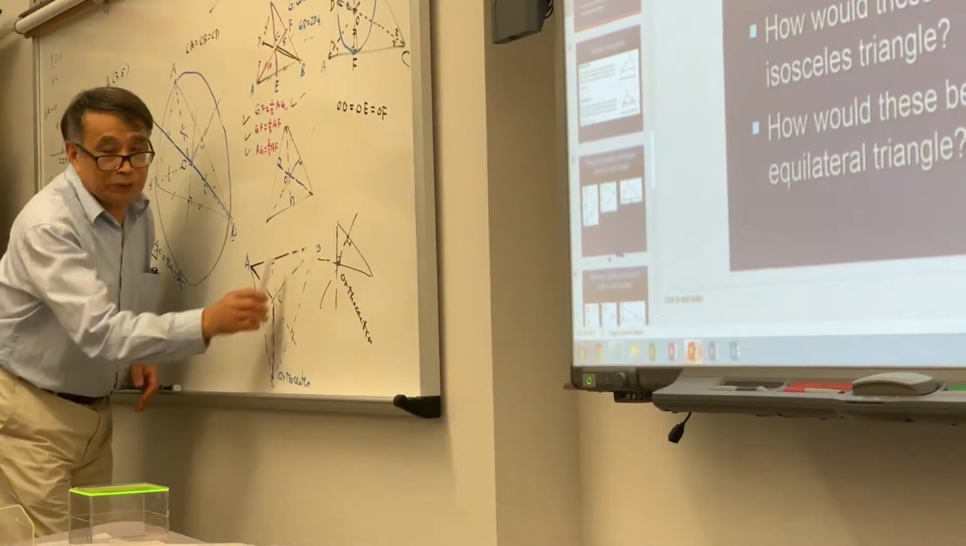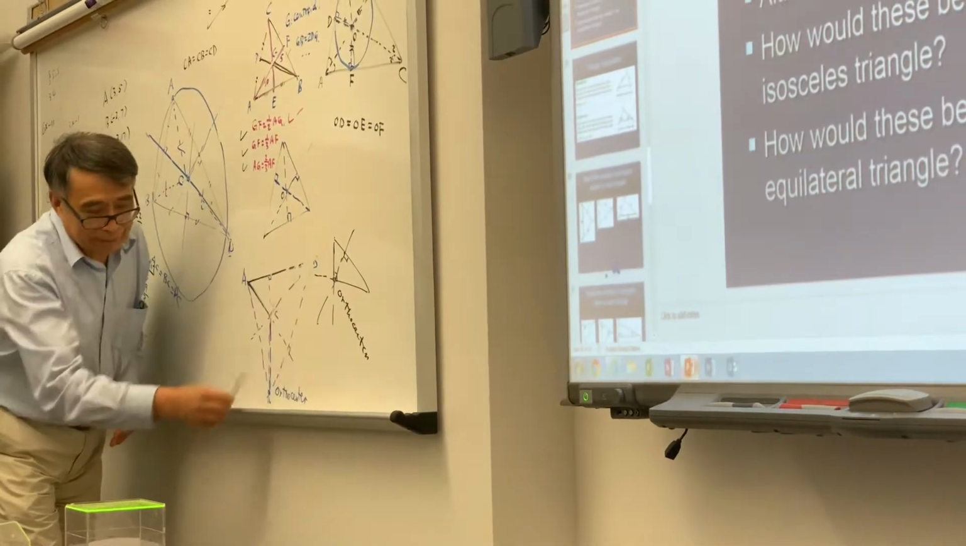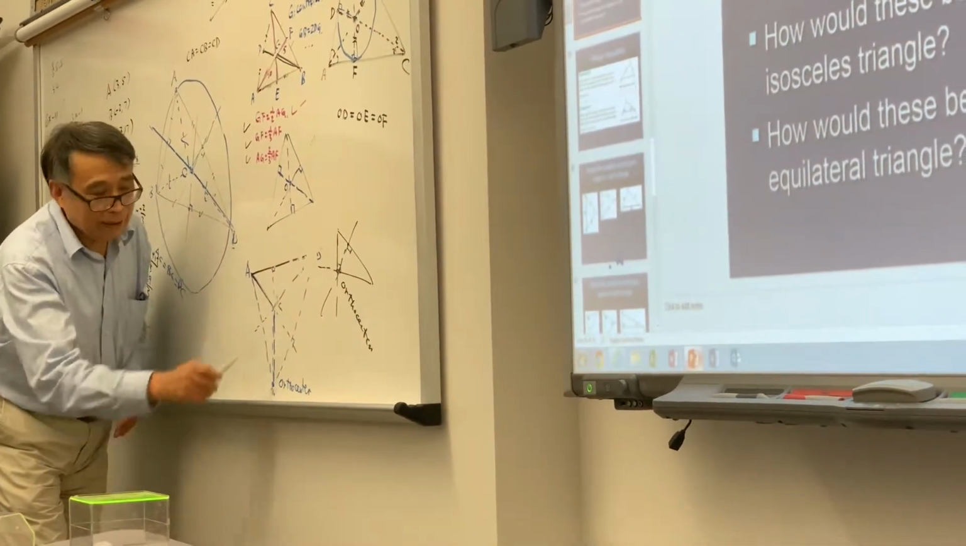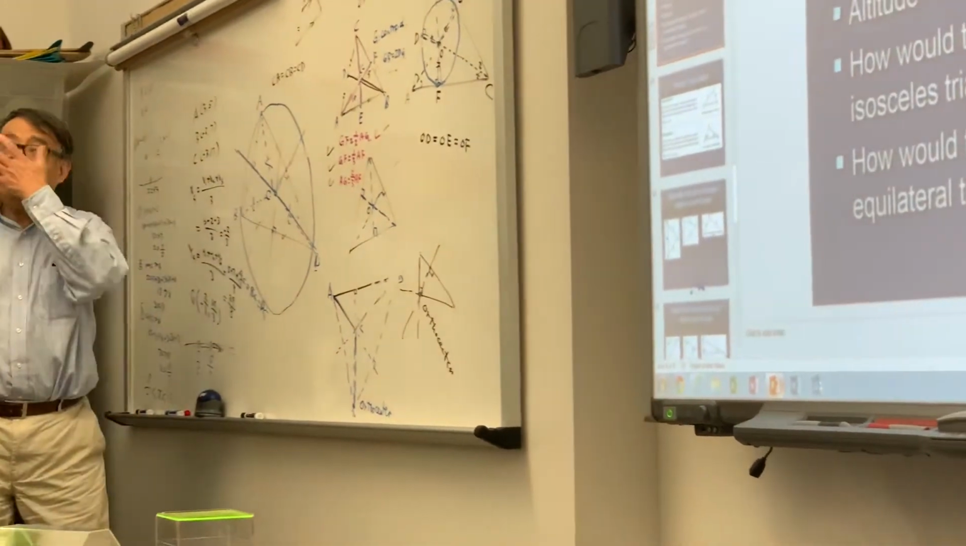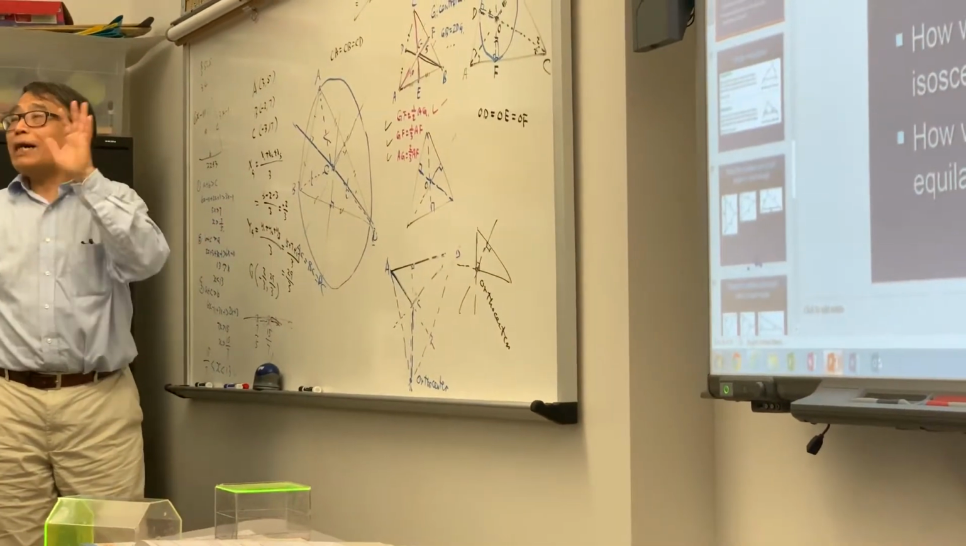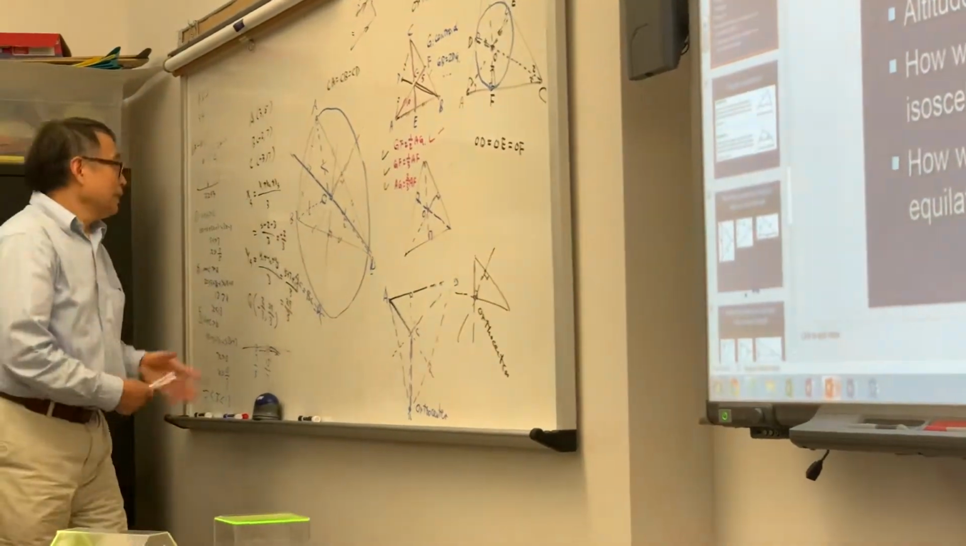If this is obtuse, this is 1 height, this is another height, and this is the 3rd height. They intersect outside of the triangle. So everything is here. If your concept is good and you practice, you must be great.